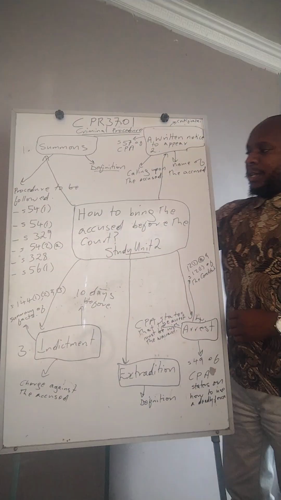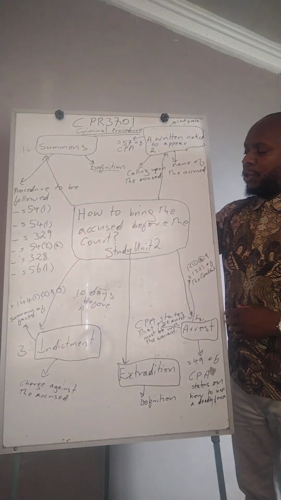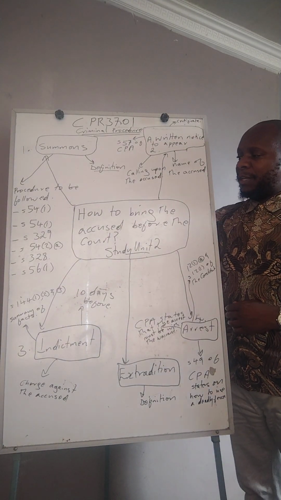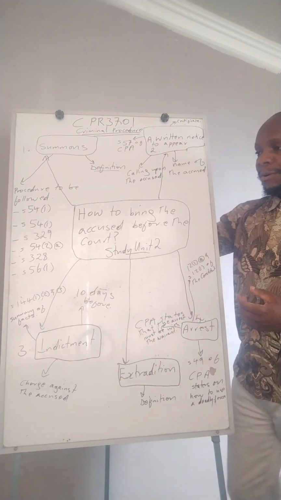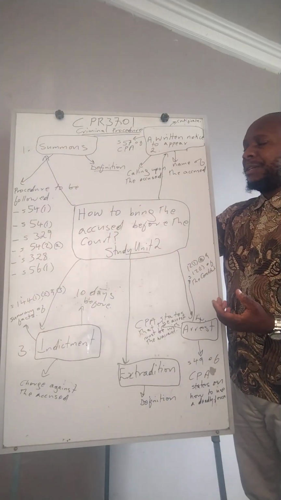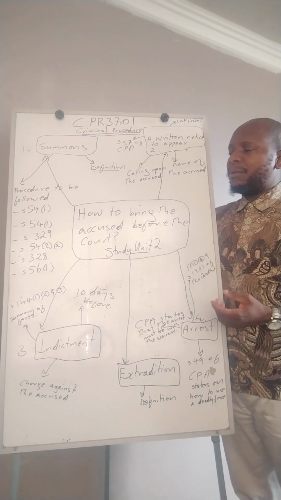Hi everyone, today we are dealing with criminal procedure, that is Study Unit 2, CPR 3701. The topic of the day is simply how to bring the accused before the trial court. We are actually responding to that question. So there are different methods in which the accused can be brought before court.